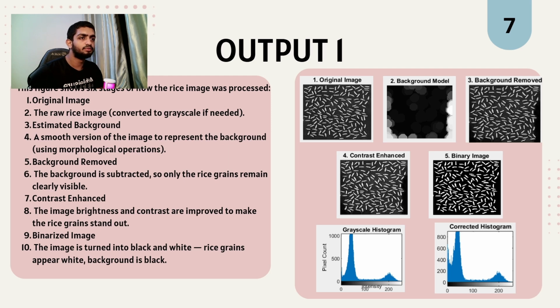The contrast will be enhanced. The image brightness and contrast are improved to make the rice grain stand out. The image will be binarized. The image is turned into black and white. The rice grains appear white. The background will be black.